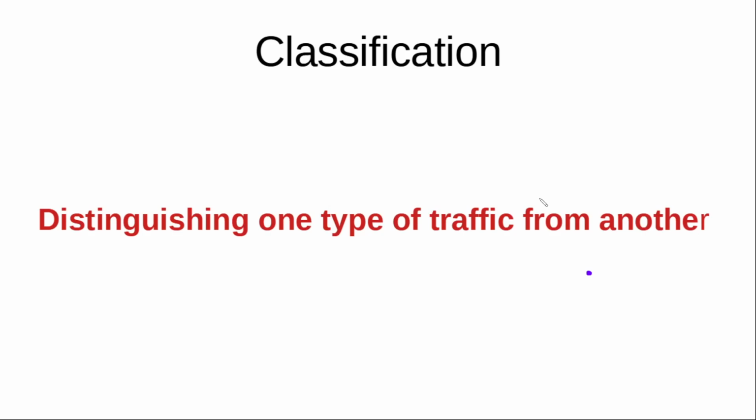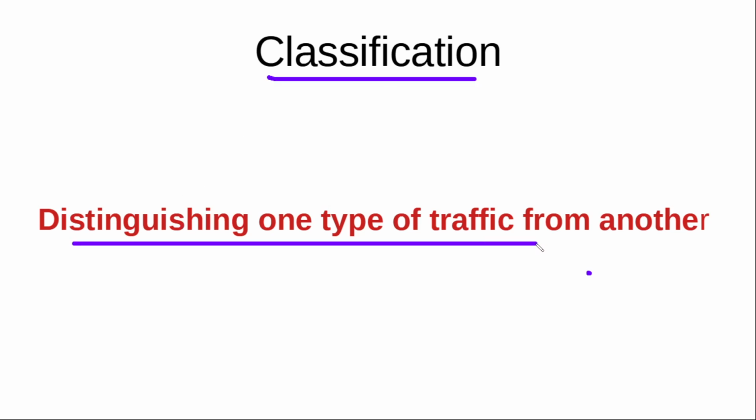Let's talk now about the second quality of service component, which is classification. Classification means distinguishing one type of traffic from another.